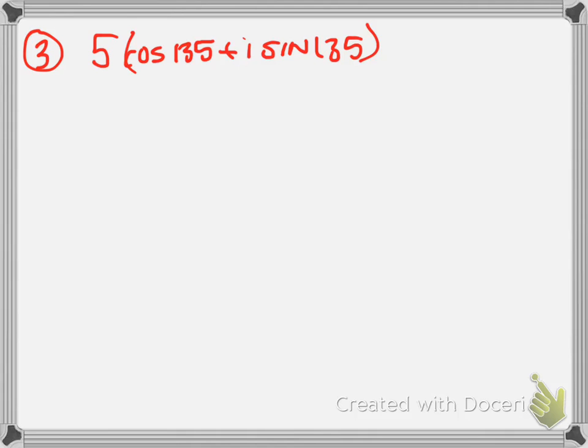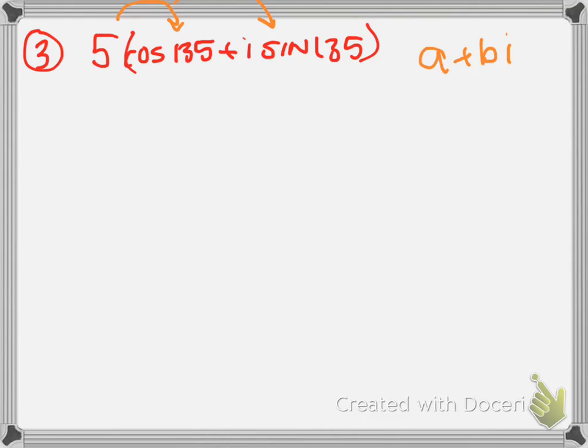Alright, now we get to do the easy problem. It says represent the complex number graphically and then find the standard form of the number. So remember, we want our answer to be in a plus bi. I'm actually going to do the a plus bi first because it's easiest. All I do is distribute to both pieces. So I do 5 times the cosine of 135, and then I do 5 times the sine of 135.